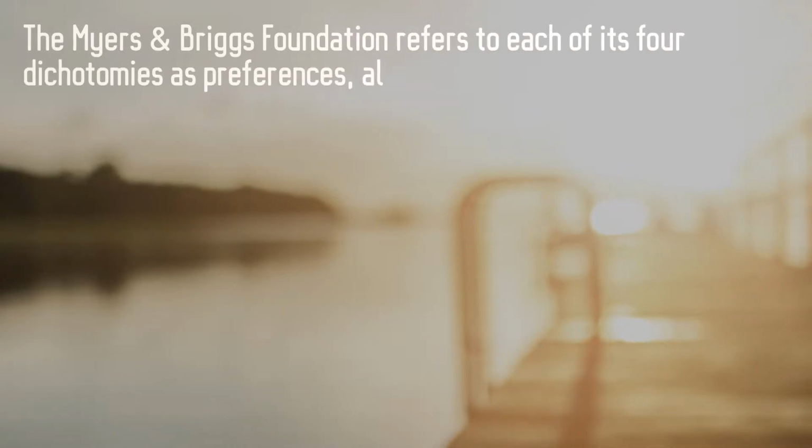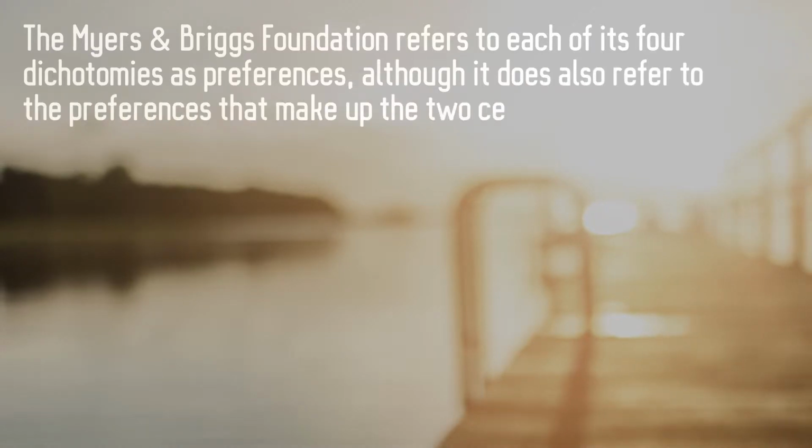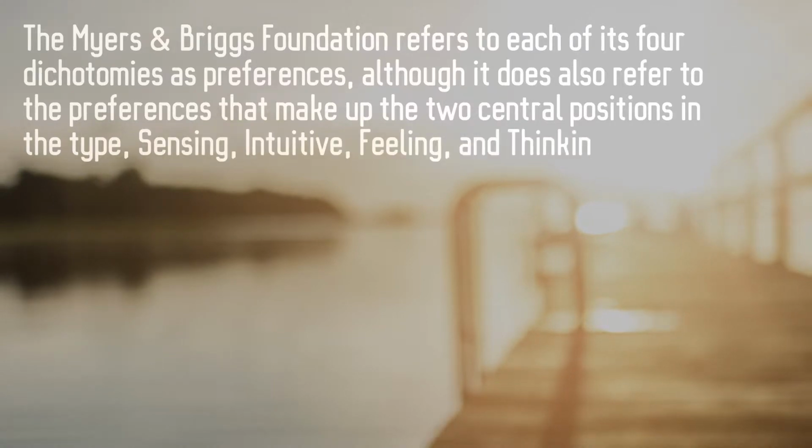The Myers and Briggs Foundation refers to each of its 4 dichotomies as preferences, although it does also refer to the preferences that make up the 2 central positions in the type, sensing, intuitive, feeling, and thinking, as mental functions.